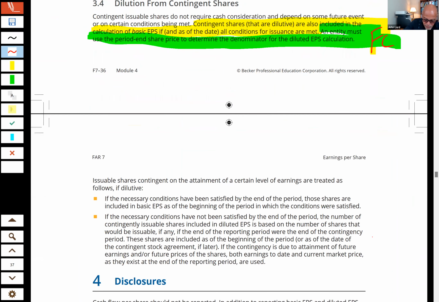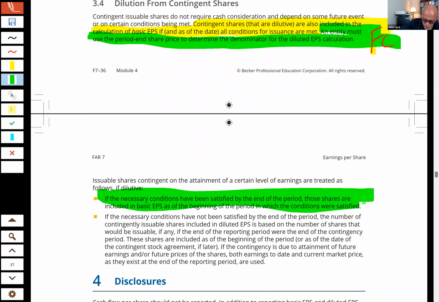And then continue on to the next page. If the necessary conditions have been satisfied by the end of the period, those shares are included in the basic earnings per share at the beginning of the period in which the conditions were satisfied. So even if they hadn't gotten around to issuing the shares, the assumption is that they're going to very soon, so include that in the basic earnings per share, even if they hadn't actually issued the shares yet.